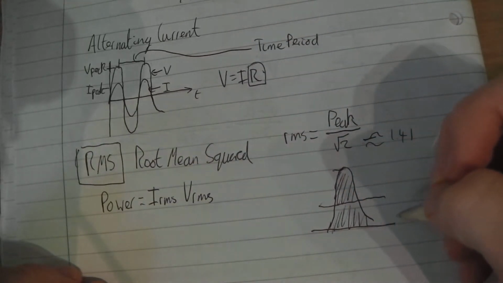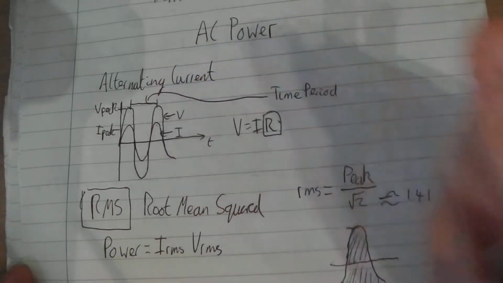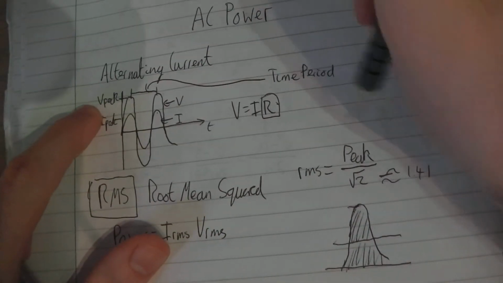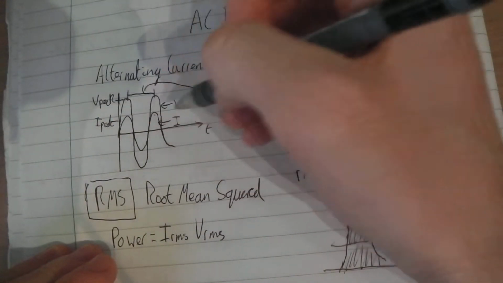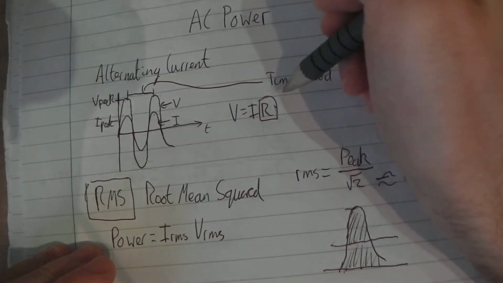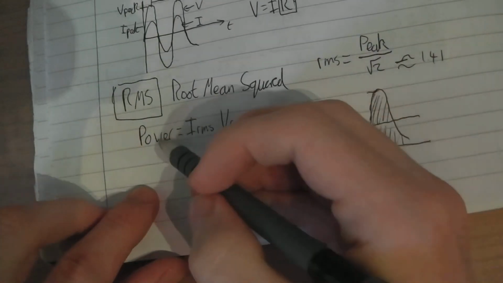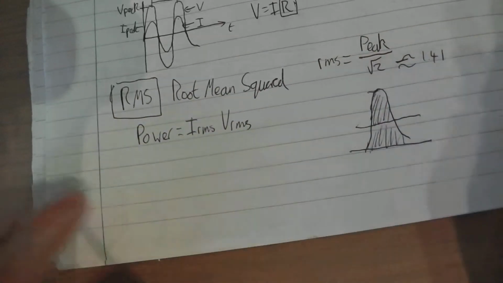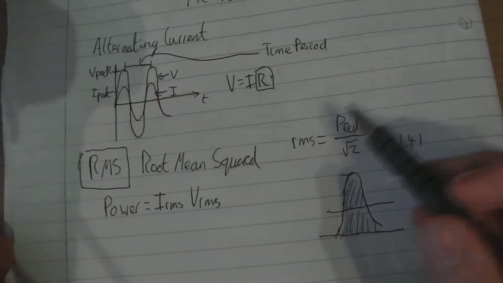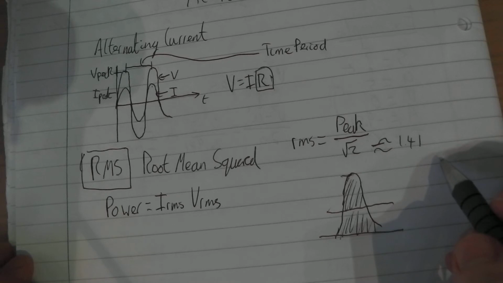So I hope you found that video useful. In short, AC stands for alternating current. You have two sinusoidal waves in phase with each other for current and voltage, due to V equals IR. The time period is the difference between the two maximums. Root mean squared is used to calculate power, P equals IV, but with I_RMS and V_RMS. And to get RMS, you take a peak value and divide it by root 2, which is roughly 1.41.